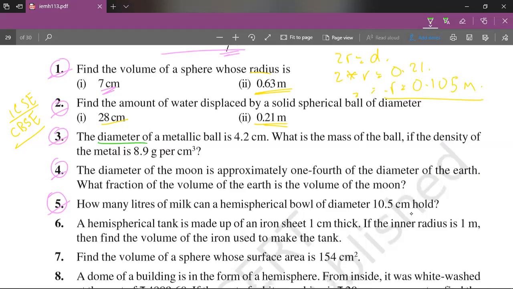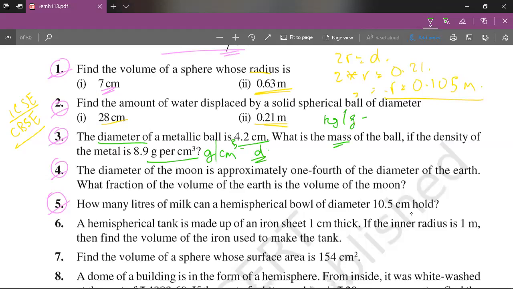Diameter, so we'll be converting it into radius, but we'll be doing that later. So the diameter of a metallic ball is 4.2 centimeters. This is the diameter. What is the mass of the ball? Mass units are kg or gram. If the density of the metal is 8.9 gram per centimeter cube, it is numerically written as gram per centimeter cube.